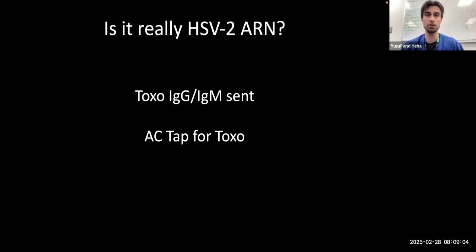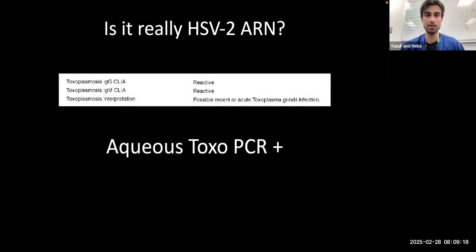The toxo IgG was positive initially for the patient at the onset of this case when they were referred, but because of the clinical picture, we felt that it was ARN. So an IgM and a tap for the PCR were not pursued. And to our surprise, the IgM and the IgG actually came back reactive, as did the positive result for the aqueous toxo PCR.